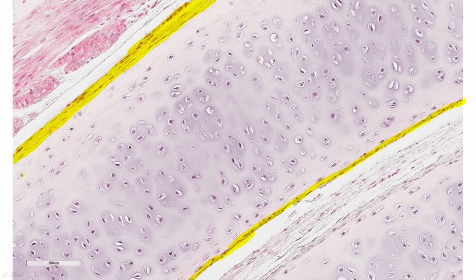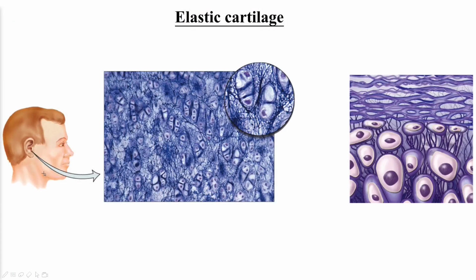On this closest magnification, you can see how the matrix appears glassy. There are numerous lacunae, each filled with a chondrocyte. Only a few of them have been highlighted here in green. The next type of cartilage is called elastic cartilage.